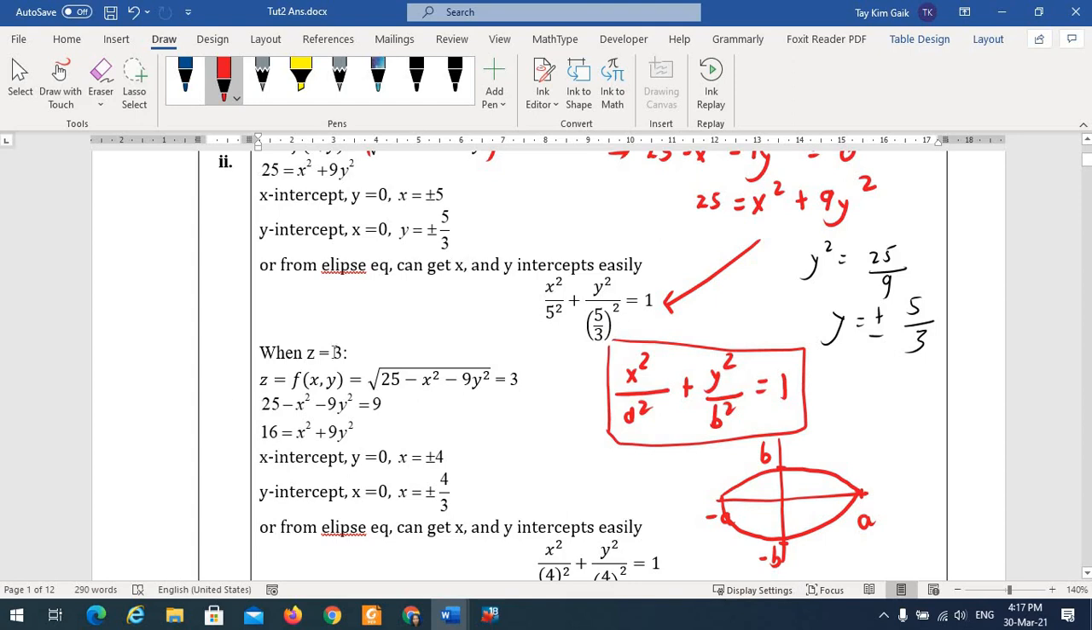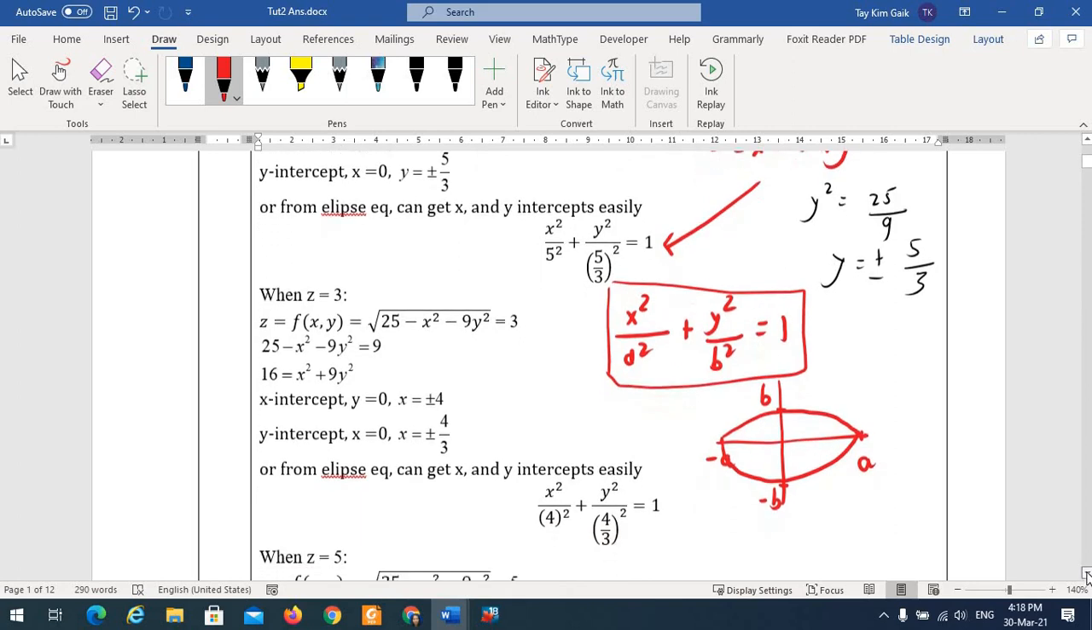Later on, when z equals 3, it's a similar process. z is a function of x and y, and you let it equal to 3. To eliminate the square root, you square both hand sides. That's why 25 minus x squared minus 9y squared equals 9. Then bring the 9 to the left side, so you get 16, since 25 minus 9 is 16.